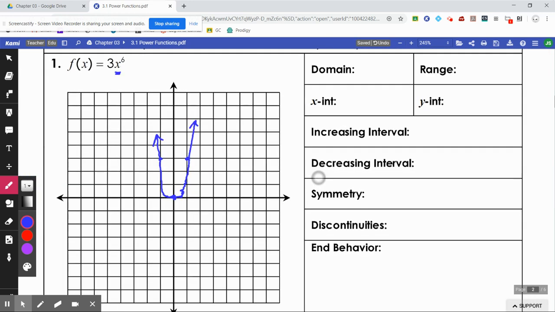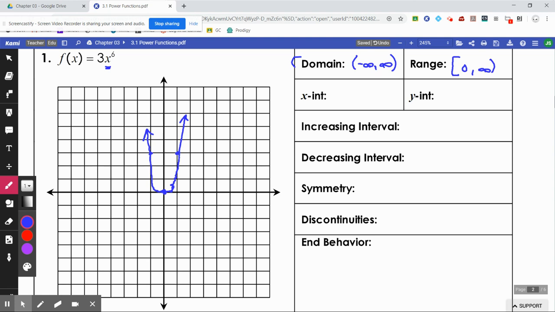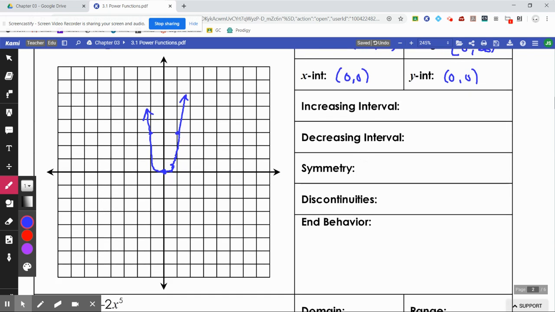Let's do our characteristics. Your domain, anything can be plugged into this function. So my domain is negative to positive infinity. However, my range, my lowest point is going to be 0, and it's going to increase forever in both directions. My y-intercept and x-intercept are both going to be at 0, 0, or at the origin. Increasing interval is going to be everywhere from 0 to infinity, and it's going to decrease everywhere from negative infinity up to that 0 point, downhill.